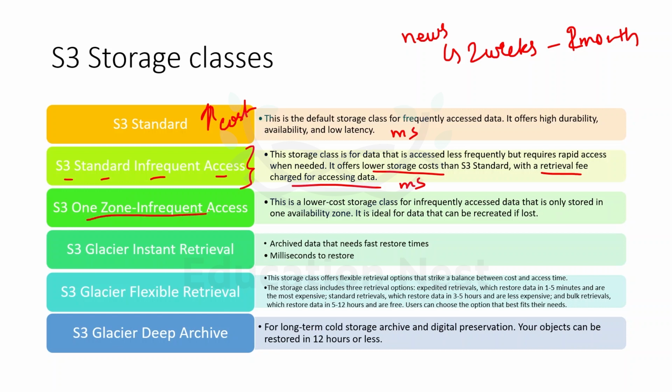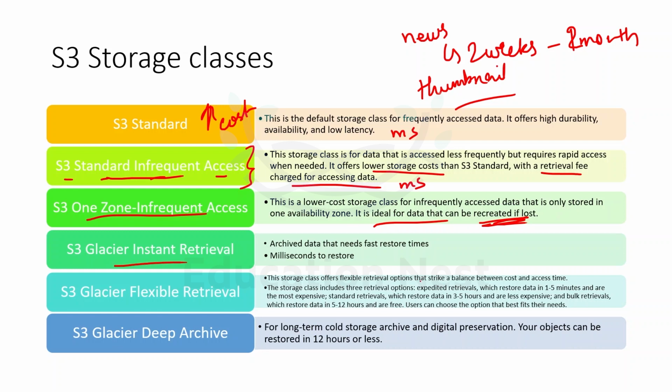Then you have S3 One Zone Infrequent Access. This is lower cost storage for infrequently accessed data. Why can this be used? If you want to reduce the cost even further from Standard Infrequent Access, you can go with One Zone. As the name suggests, the data is stored in just one availability zone, and it is ideal for data that can be recreated, because the durability of the data would be lower here. If your data can be recreated, like thumbnails, which can be easily recreated, you can store your data there.